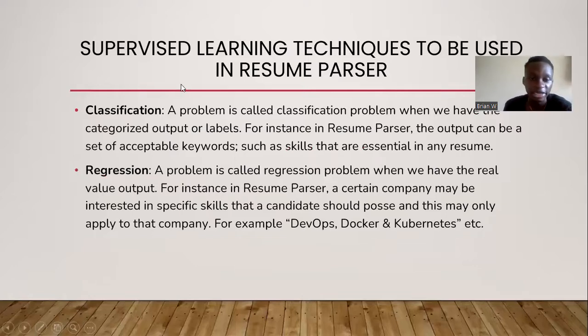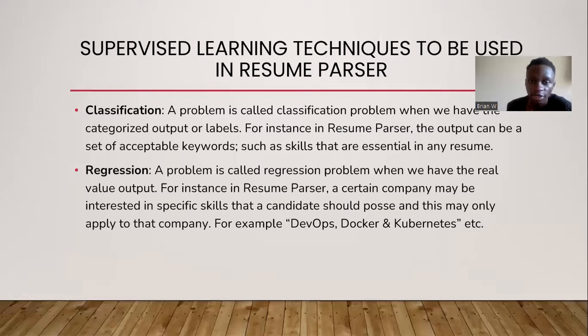So the different techniques for supervised learning that can be applied in our project, we have classification. Classification mostly refers to categorizing the different output together. So a problem is called a classification problem when you have categorized output or labels. So for instance, in our resume parser, the output can be a set of accepted keywords or unwanted keywords, such as skills that are essential in any resume. And the unwanted words can be slang, vulgar, and everything.